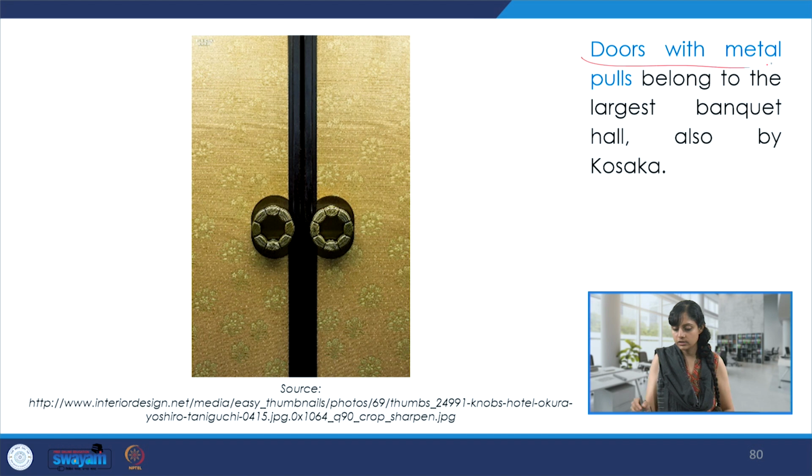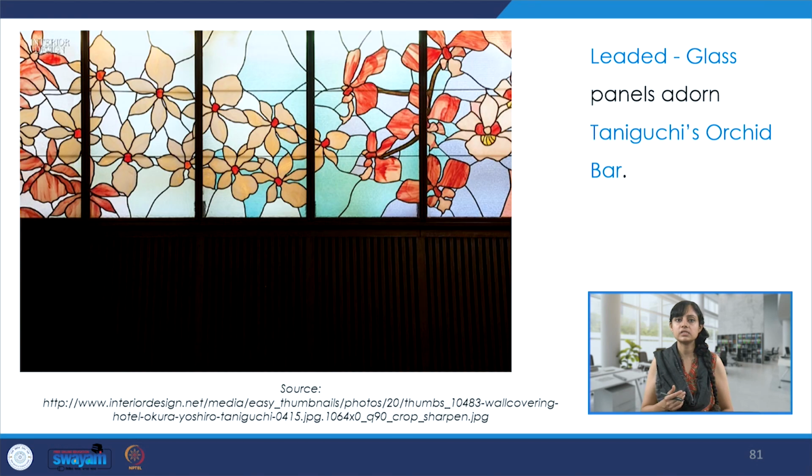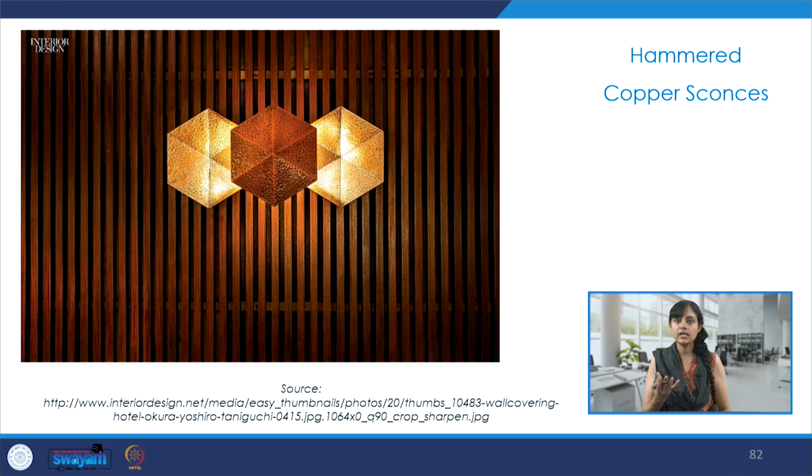So we see over here doors, and they have metal pulls, which are also very interesting and eye-catching elements. There are also leaded glass panels, and they adorn this entire orchid bar in this project. I love these hammered copper sconces, with their very interesting texture. And then also the difference in the color because of the way the lighting is designed. And there may also be a difference in the gauge of copper, or the sheet of copper, that is chosen to create this kind of design vocabulary.